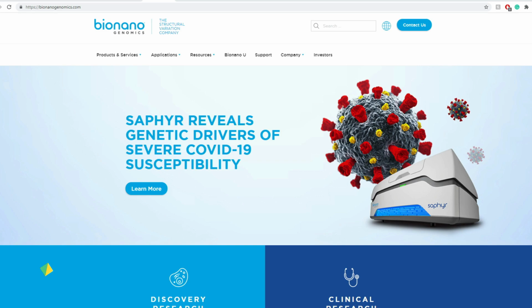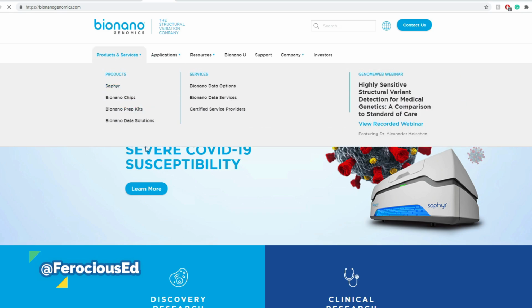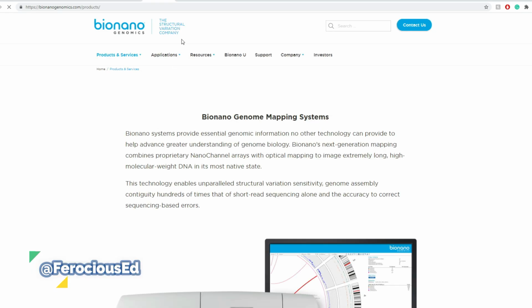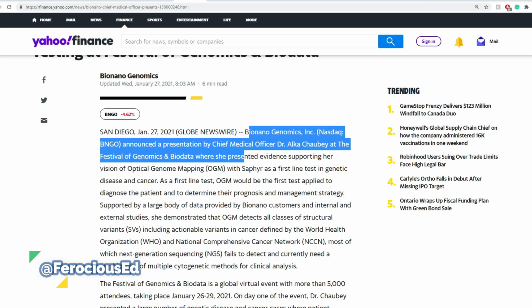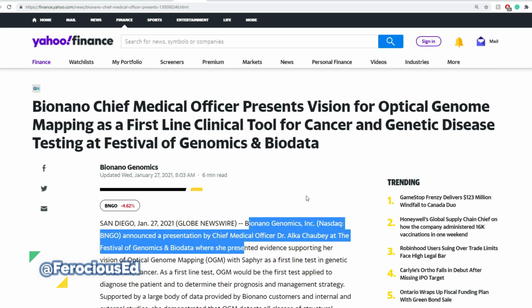So, Bionano Genomics. This one here is related to genome mapping. It is a game changer based on the industry, especially in research and education. Now, for this one I did cover extensively Saphyr products, Bionano chips, Bionano prep kits, data solutions, and everything in between. So as an update, we need to look a little bit into a few things.